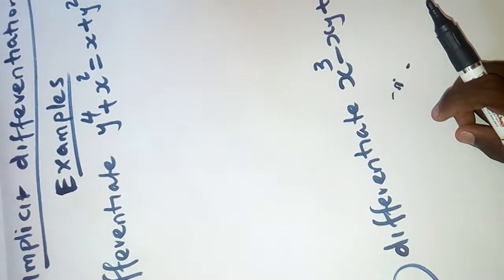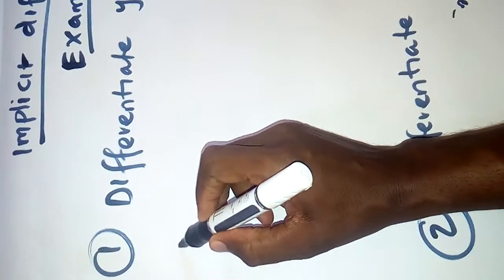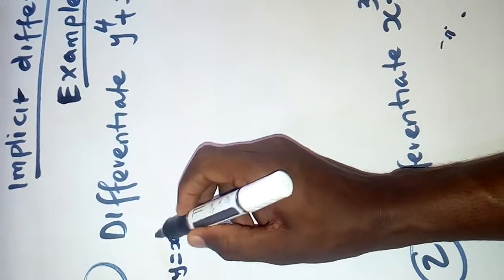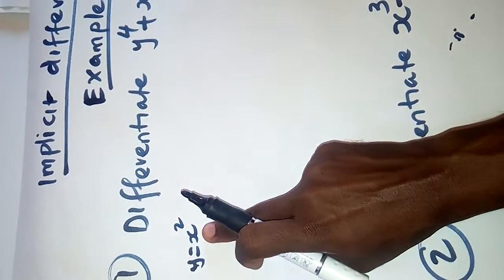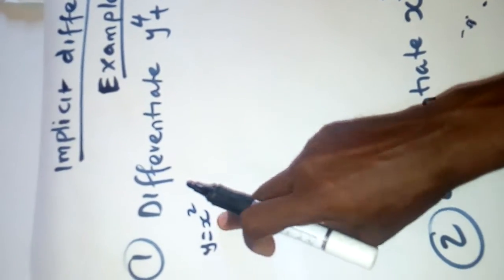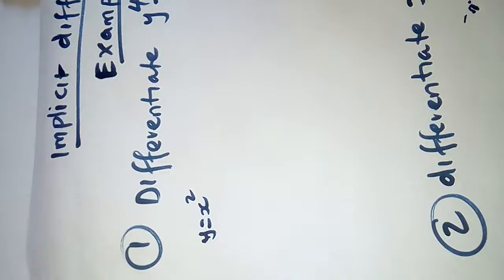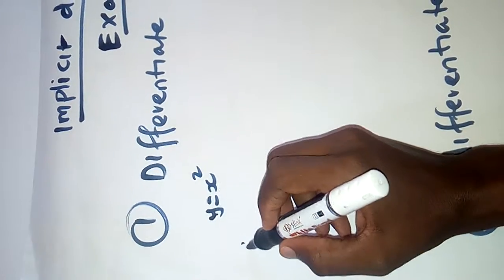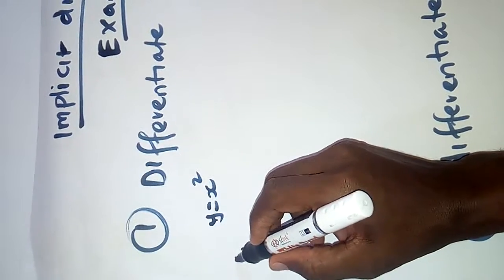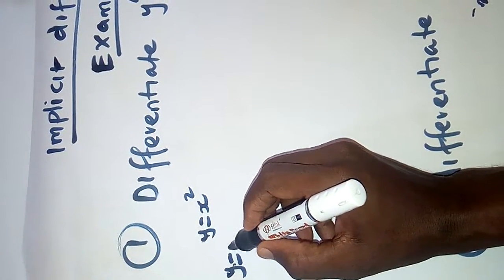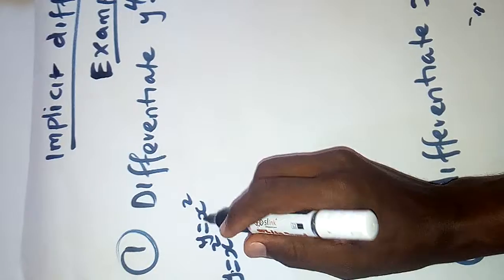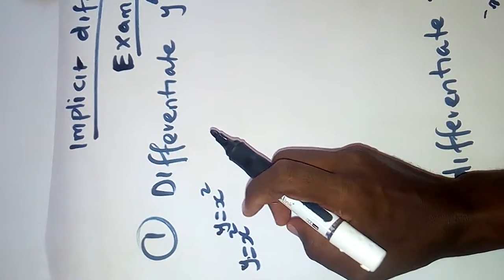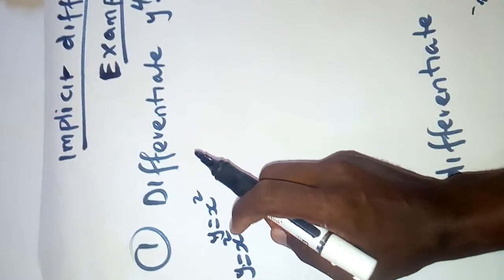Today in this video we'll be talking about implicit differentiation. An expression that can be written in the form of y equals x squared is said to be an explicit function, and we have already done differentiation of an explicit function. An expression that cannot be written in the form of y equals x squared is said to be an implicit expression or an implicit function.